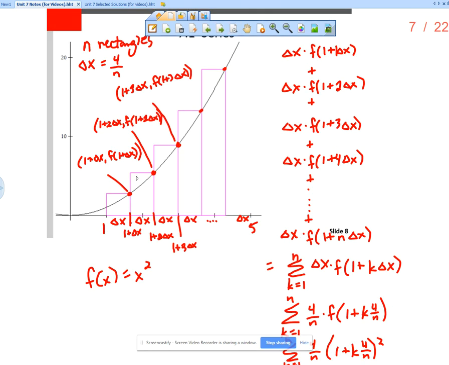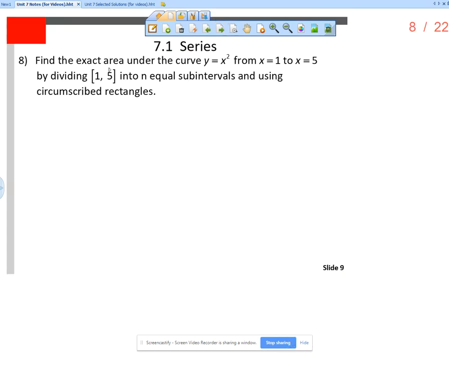No matter what I do, I'm still going to have some overestimate, right? Even if I get really, really small, I'm still going to have an overestimate. So the question is, how do we find the exact area under the curve? Not an estimate, but the exact area. Well, the answer is that we want to use, not 4 rectangles or 10 rectangles or 100 rectangles or even 1,000 rectangles or 1,000,000 rectangles. We want to use an infinite number of rectangles. So how do we do that?